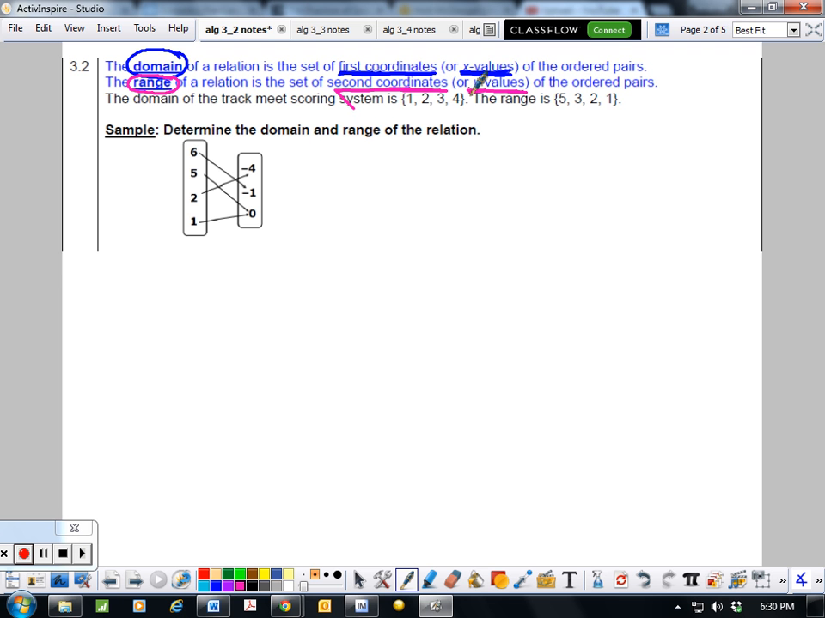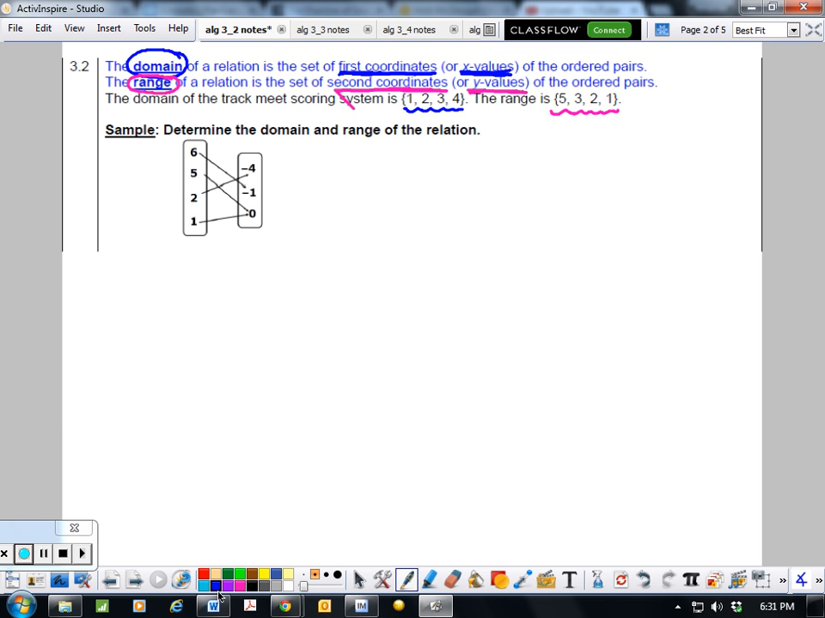So when I'm looking at domain, the domain of my track meet is 1, 2, 3, 4, or first place, second place, third place, fourth place. And then our range is the number of points, 5, 3, 2, 1. So when I'm looking at a graph or a table, we need to be able to establish what is our domain and what's our range.